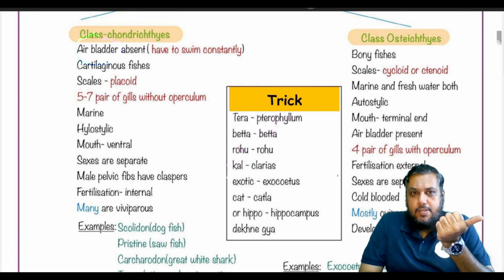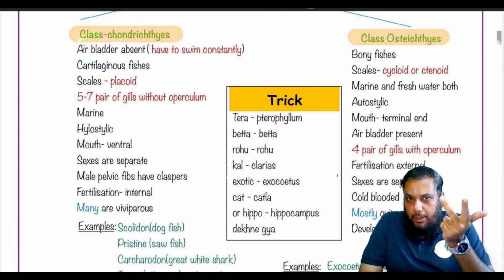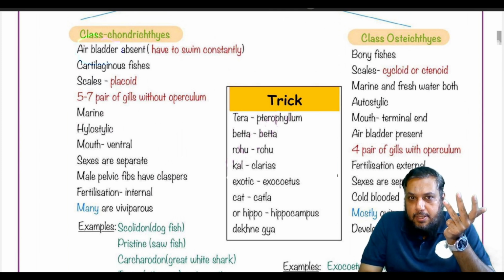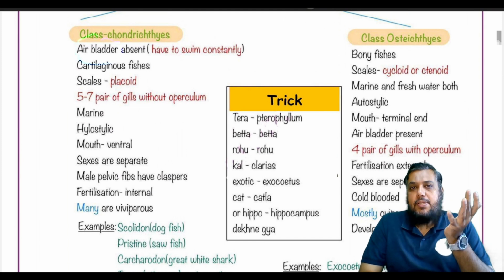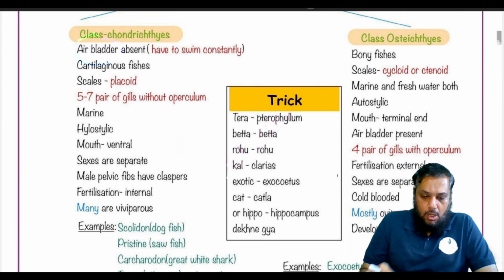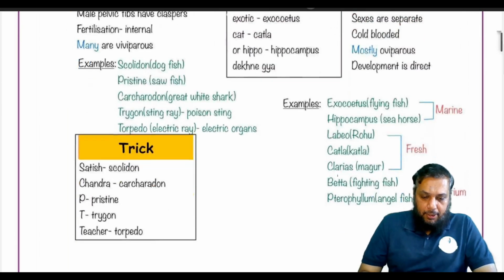So Chondrichthyes are cartilaginous fishes. They are mostly marine. Their mouth is ventral in position. They have 5 to 7 pairs of gill slits without operculum. The scales are small placoid scales. Air bladder is absent. Males have claspers. Fertilization is internal and mostly they are viviparous. For their examples, keep a trick in mind.